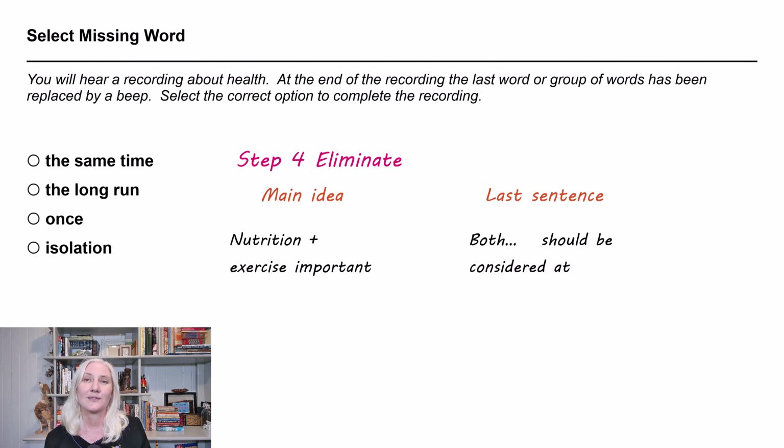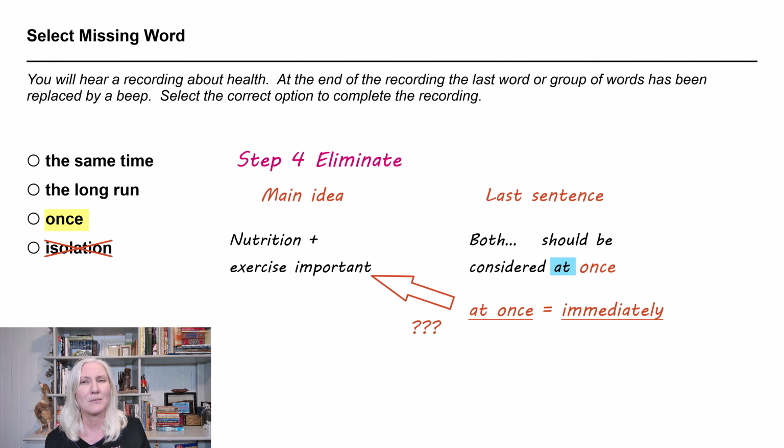Let's look at our choices. We can eliminate isolation and once immediately because they don't fit the main idea. Isolation means separate, and the main idea of this listening was that we should consider exercise and diet together, not separately. So it's clearly wrong. Once means one time, but let's look at the last sentence we wrote down. We can see the word at. At once means immediately. So is that correct? Should exercise and diet be considered immediately? That doesn't sound like the main idea either, so eliminate.